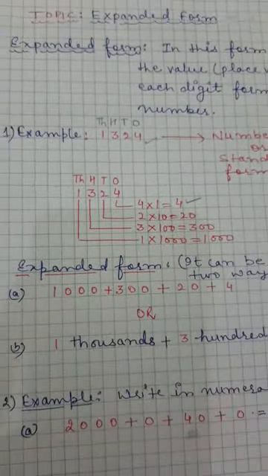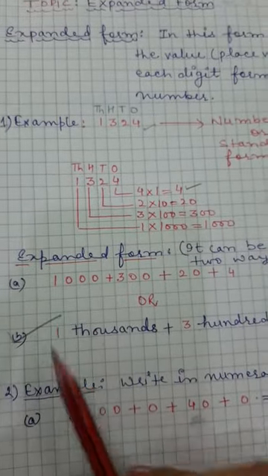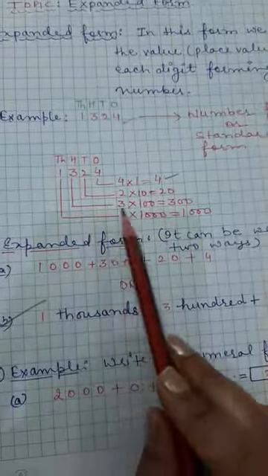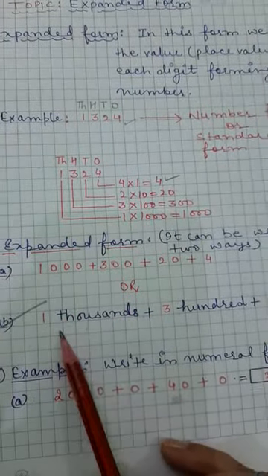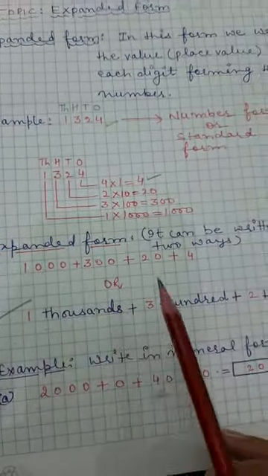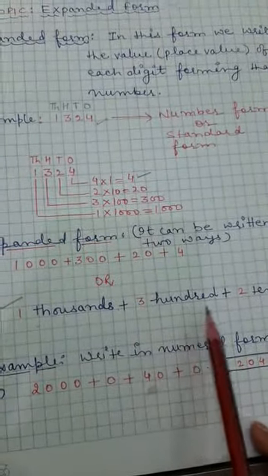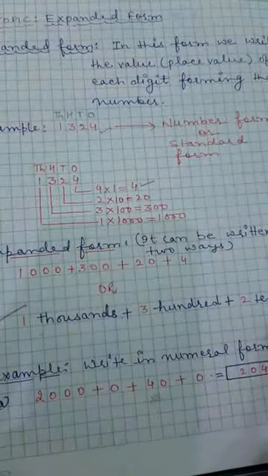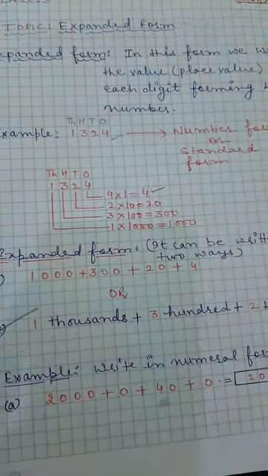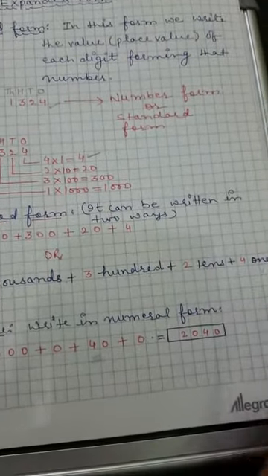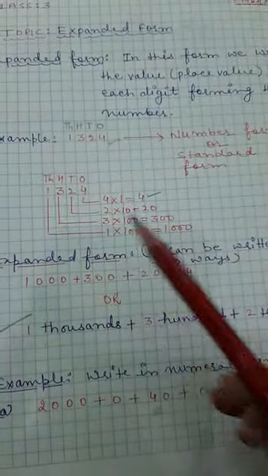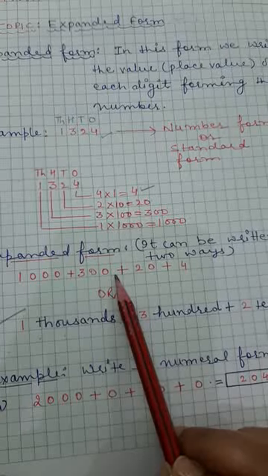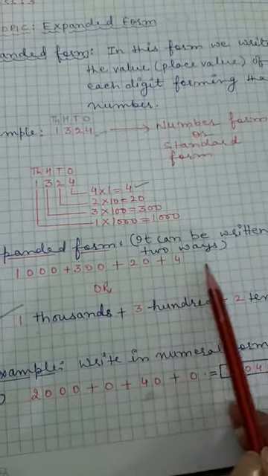Now in expanded form, firstly write this one. 1000s plus, because 1 is at thousands place, we will always start from the highest place. 3 is at hundreds place, so 100, plus 2 tens and then 4 ones. Okay, students? And then write the second form, that is 1000 plus 300 plus 20 plus 4.